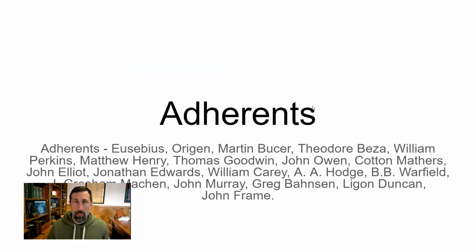Now, again, there are a number of very notable adherents to postmillennialism: Eusebius and Origen in the ancient church, Martin Bucer, Theodore Beza, many of the Puritans, including Perkins, Matthew Henry, Thomas Goodwin, John Owen, Cotton Mather, John Eliot, Jonathan Edwards, my own favorite person to study, along with William Carey, Hodge, Warfield, Machen, Murray, and Bahnsen. More recently, Ligon Duncan and John Frame. Those would all be postmillennialists, okay?